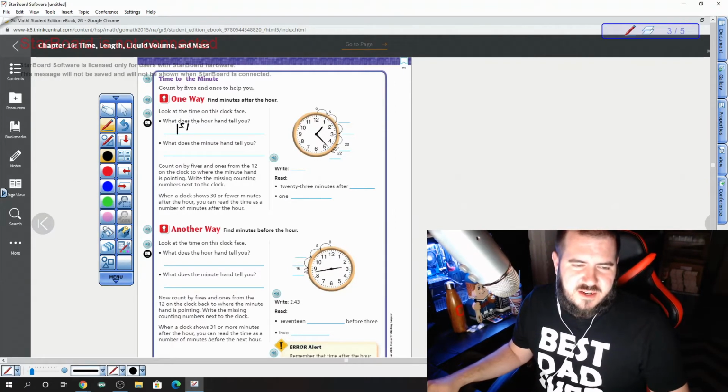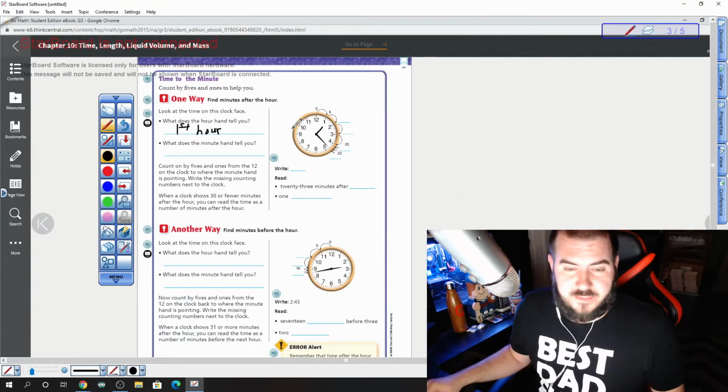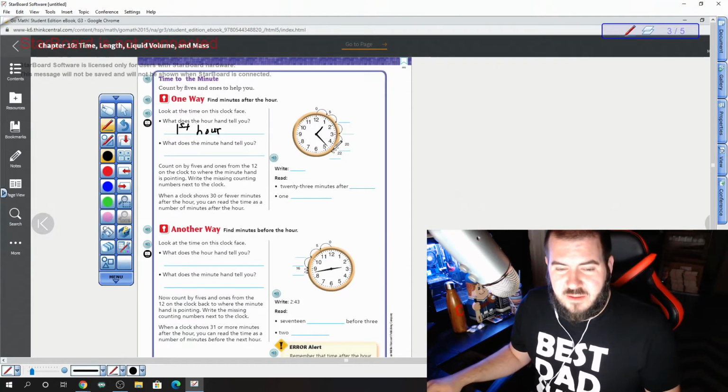First hour. You can fix that on your paper. Okay, what does the minute hand tell us? Well, the minute hand, again, tells us how many minutes there are, and we want to count by 5s until we get close to that minute hand.